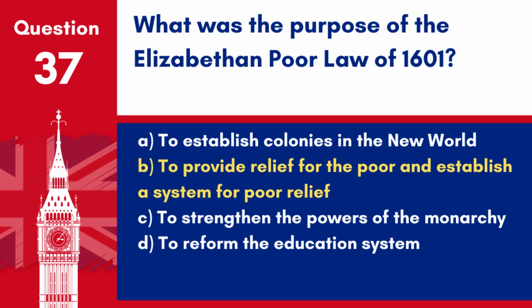Answer: B. To provide relief for the poor and establish a system for poor relief. The Elizabethan Poor Law of 1601 created a national poor relief system that assisted those unable to work.